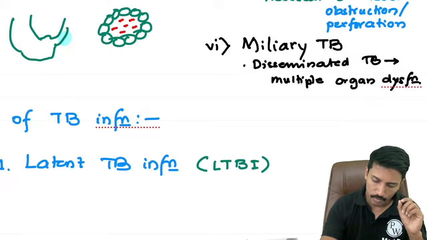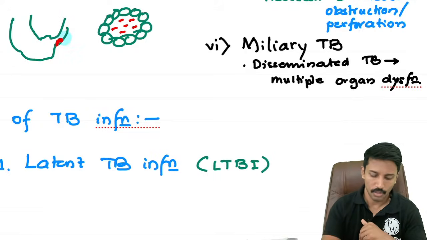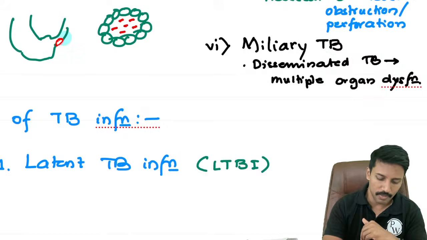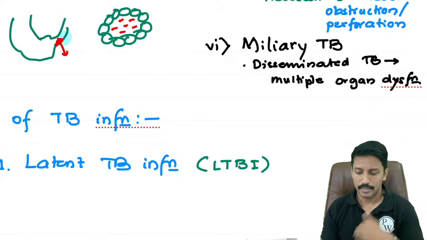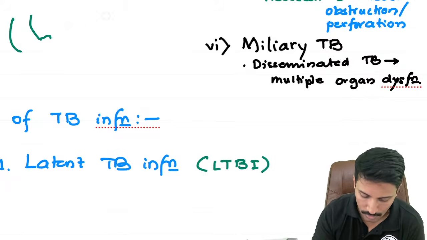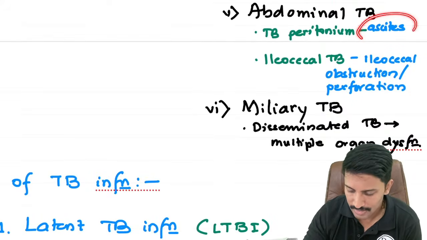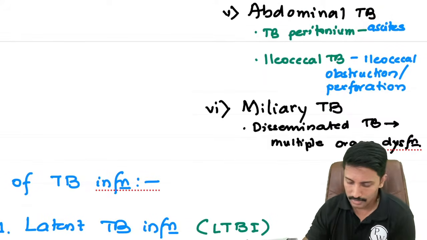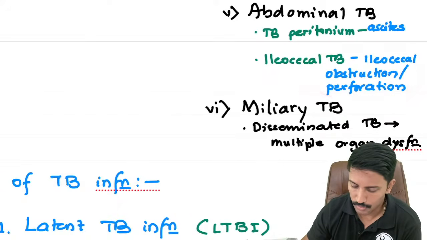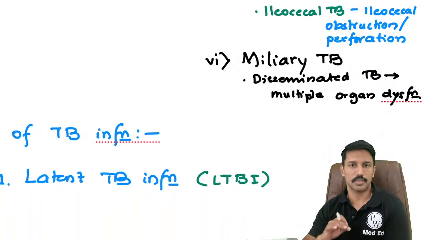If there is formation of granulomas or tuberculomas, it will obstruct or narrow down the ileocecal junction. So patients can now present with ileocecal obstruction. Or these granulomas, because it is inflammation, the tissue will be friable, somewhere it will rupture, and I can have perforation of the ileocecal junction. So those are manifestations of abdominal TB. Ascites because of peritoneal seeding, and obstruction or perforation because of the ileocecal TB.